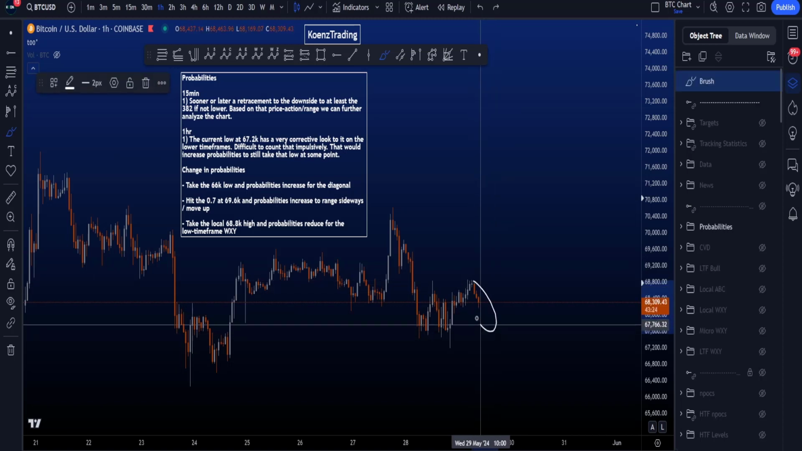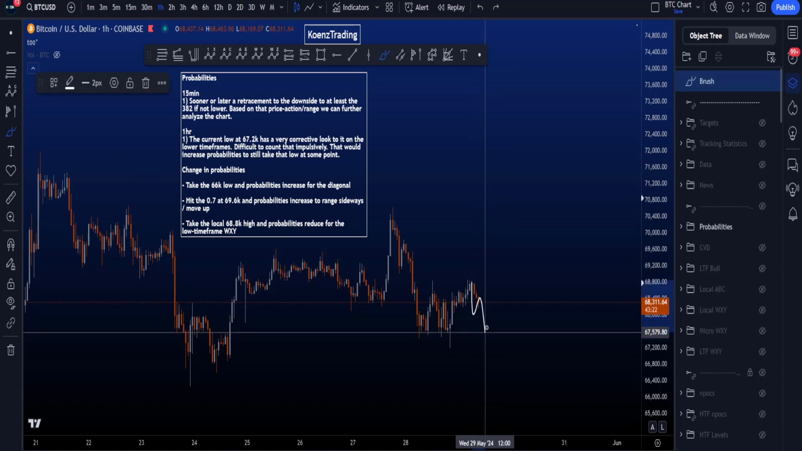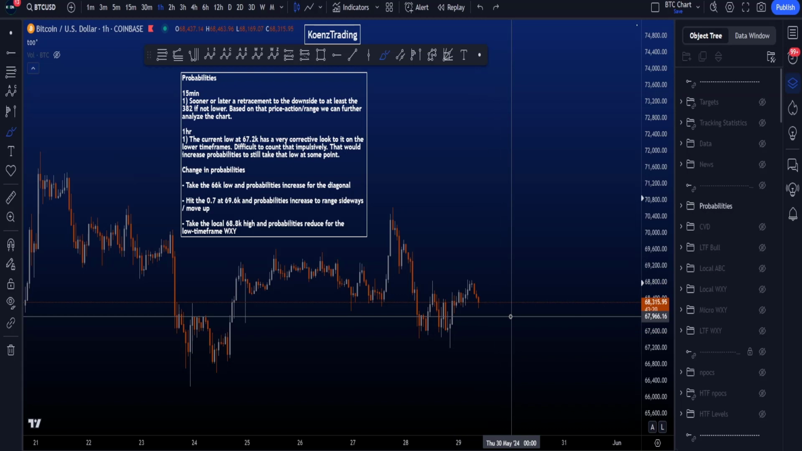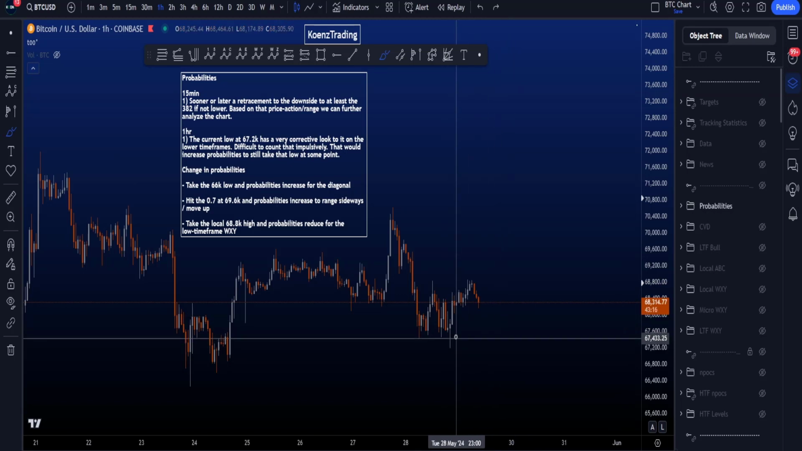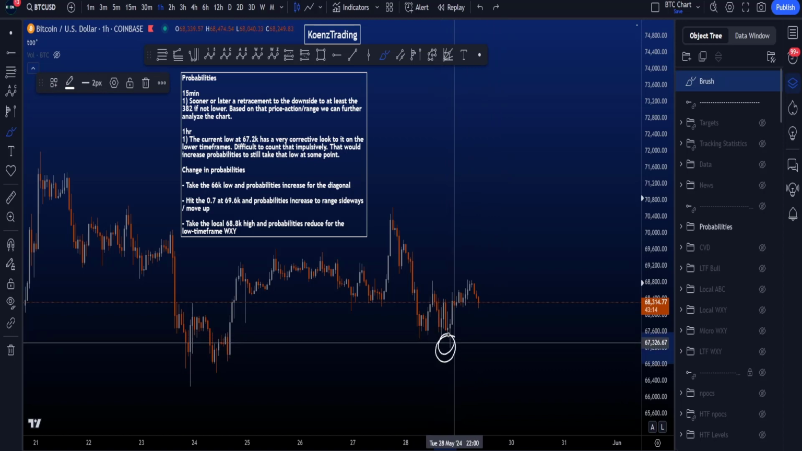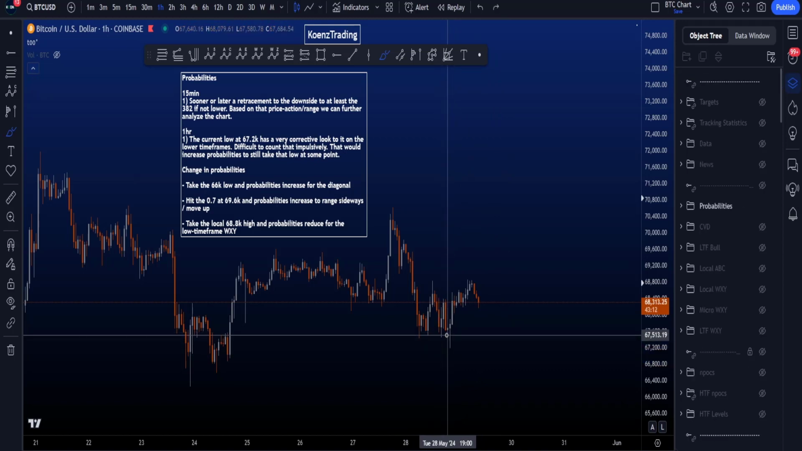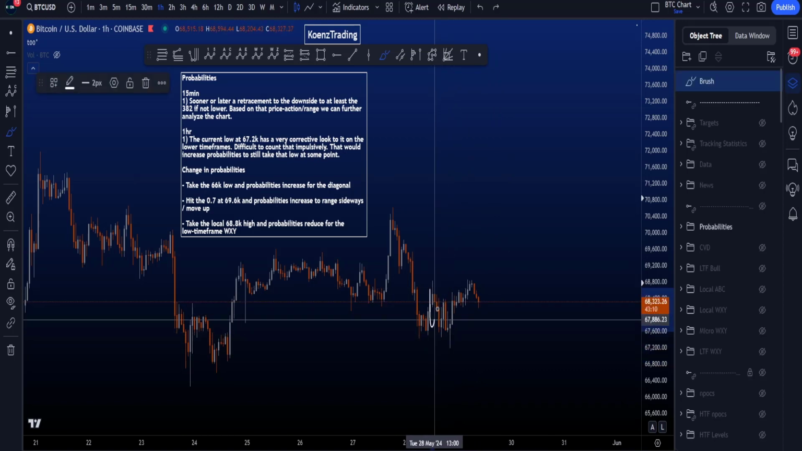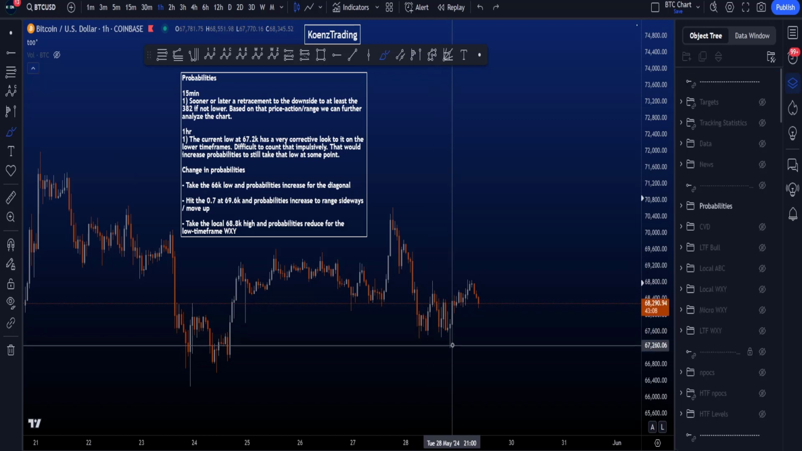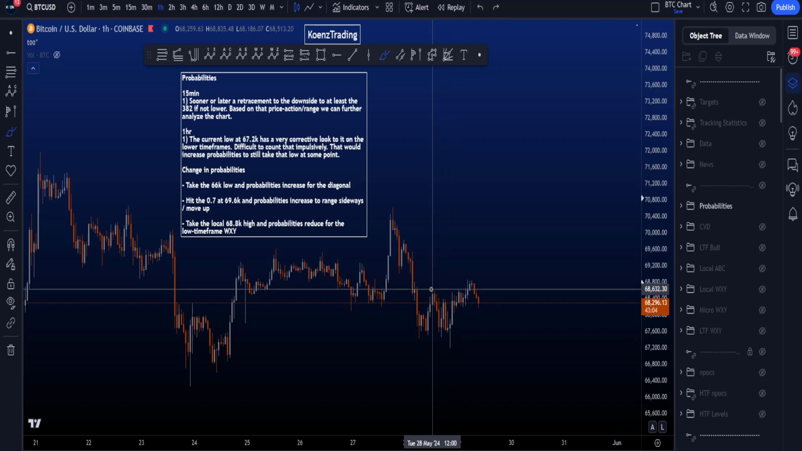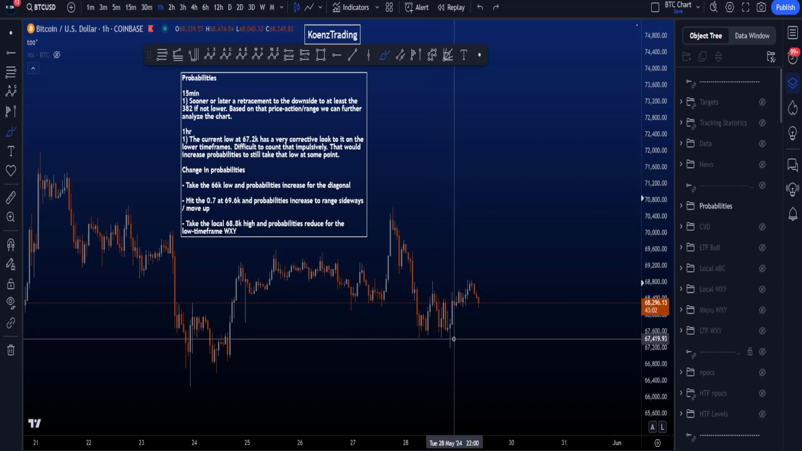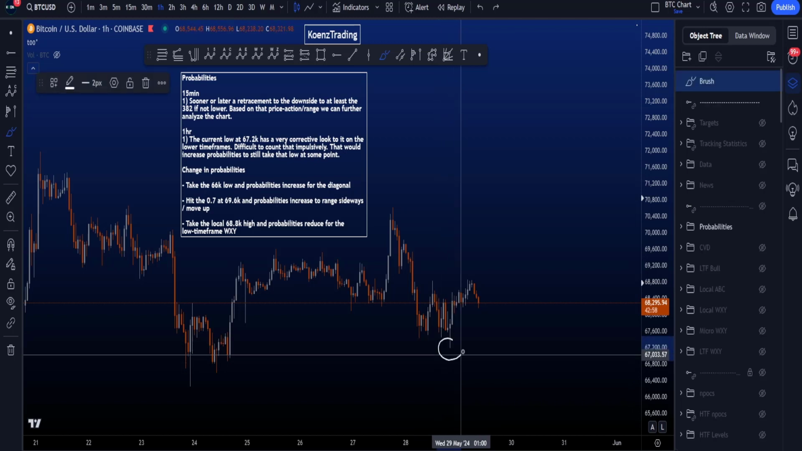Based on that piece of price action here or potential range to form locally, we can further analyze the chart on the 15-minute. On the 1-hour time frame, the current low here at 67.2k has a very corrective look to it. It's very 3-wavy to the downside and not very 5-wavy to the downside on the lower time frame. It's difficult to count this impulsive, which would increase the probabilities to still take this low at some point.